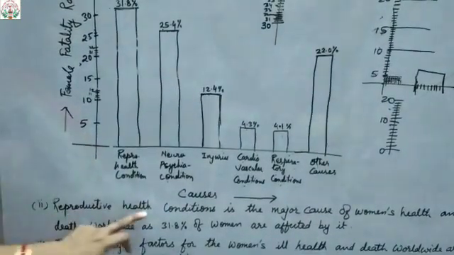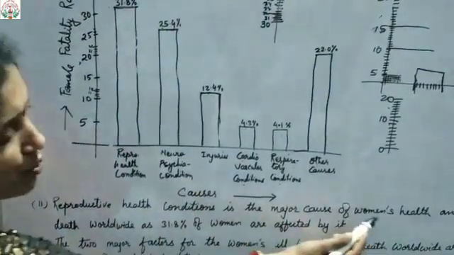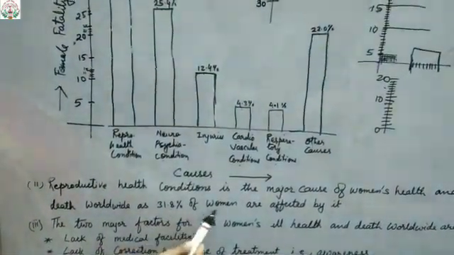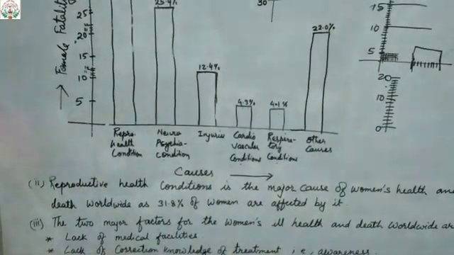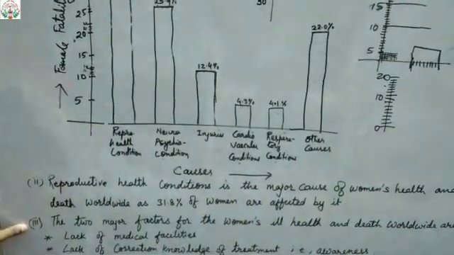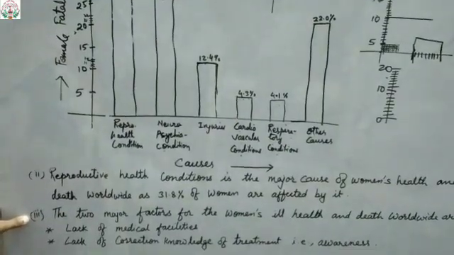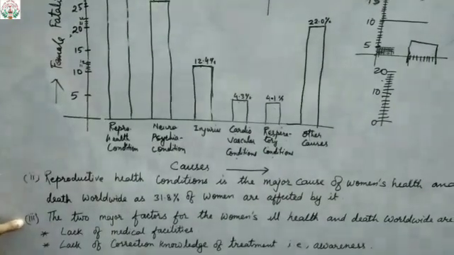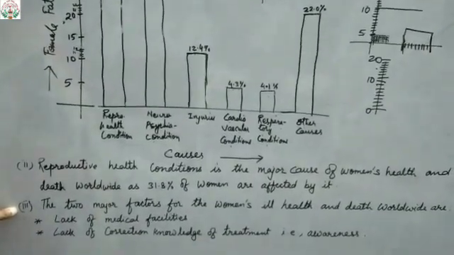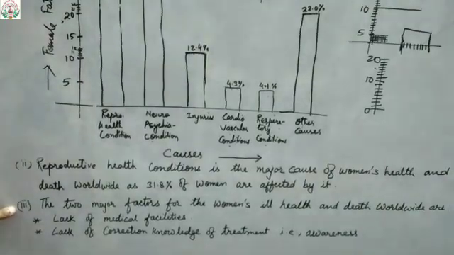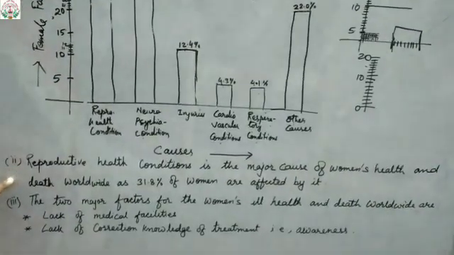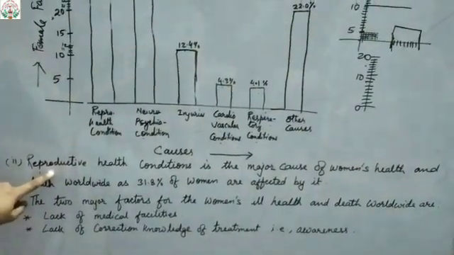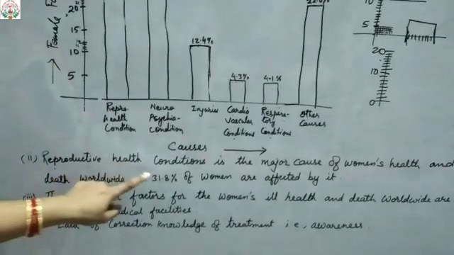So this one, reproductive health condition, is the major cause of women's ill health and death worldwide, as 31.8% of women are affected by it. Okay. Now the third part of the question is, try to find out with the help of your teacher any two factors which play a vital role in the cause. In the second question, what is the cause? Why is the maximum death rate happening in which condition? That is reproductive health conditions.